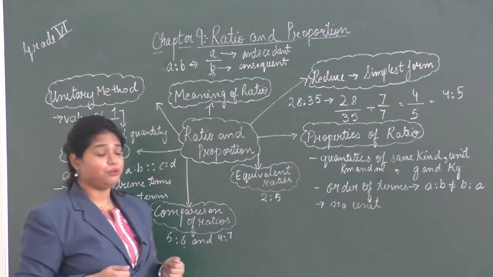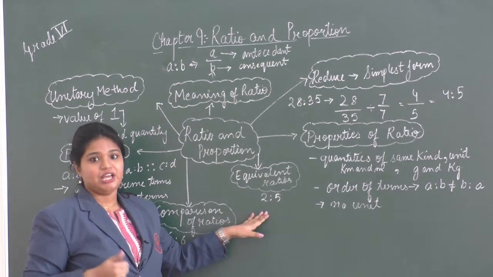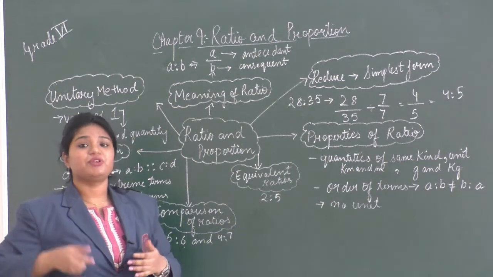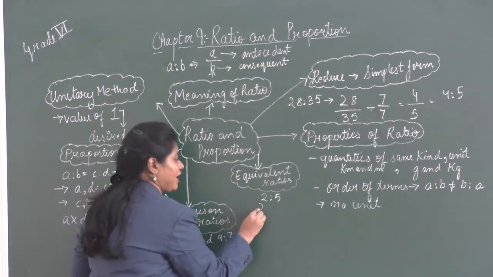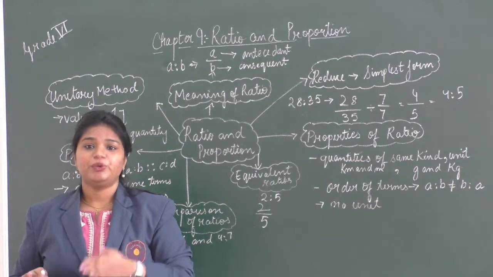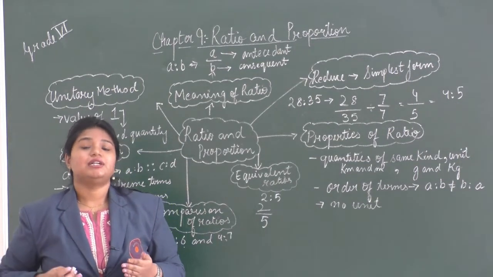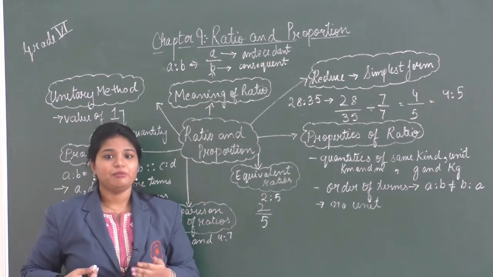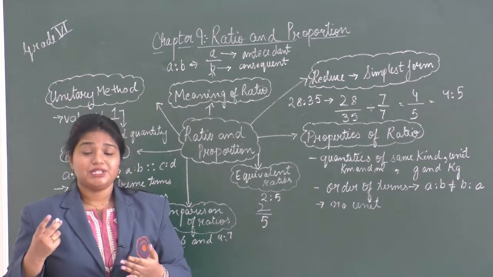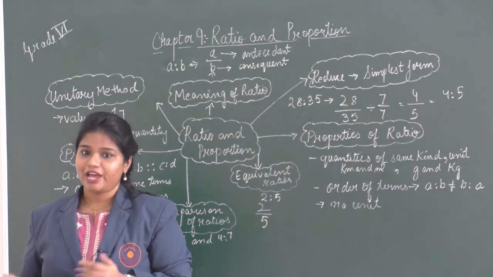Next we learned about equivalent ratios. For example, here we have 2:5. Here also we will write the ratio in the form of a fraction first, and then we will use the concept of equivalent fractions, that is multiplying the numerator and denominator by the same number, or dividing the numerator and the denominator by the same number to find equivalent fractions.